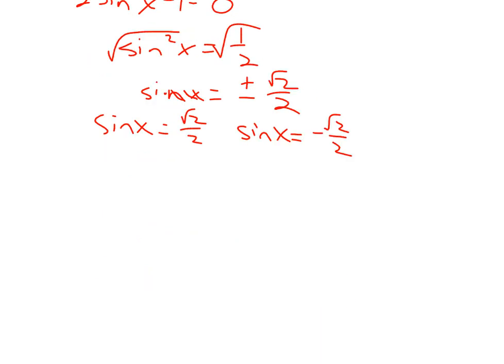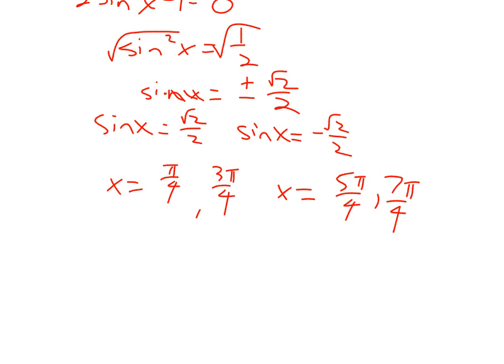And in what quadrants would that occur? Sine of x equals root 2 over 2 at x equals pi over 4 in the first quadrant, and at 3 pi over 4 in the second quadrant. And where does it equal negative root 2 over 2? It's negative in the third and fourth quadrants, so at 5 pi over 4 and at 7 pi over 4.